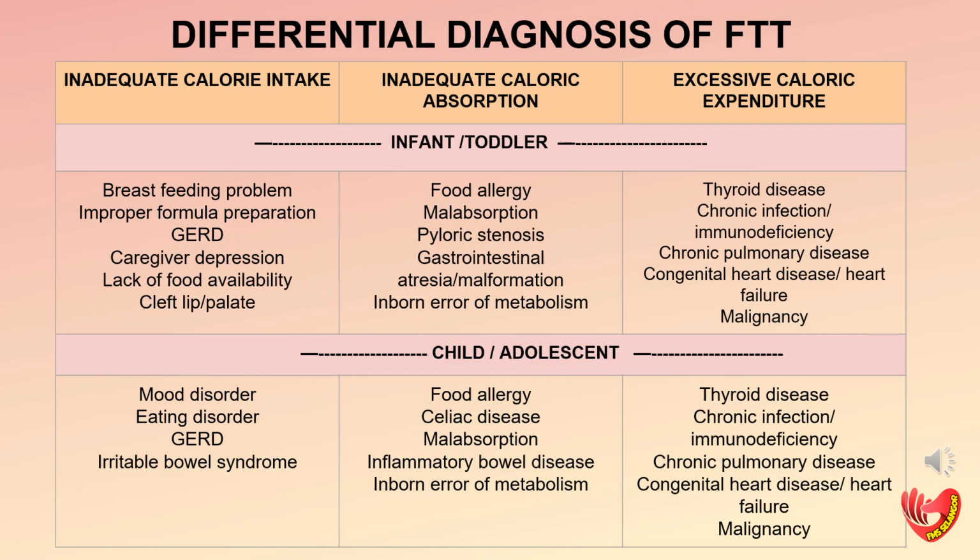There are many differential diagnoses for a child with failure to thrive. These may be largely categorized into conditions arising from inadequate calorie intake, inadequate caloric absorption, or excessive caloric expenditure. These conditions may further be divided into diseases of an infant or toddler or diseases of a child and adolescent. Spend some time on this table and understand the differentials for failure to thrive.